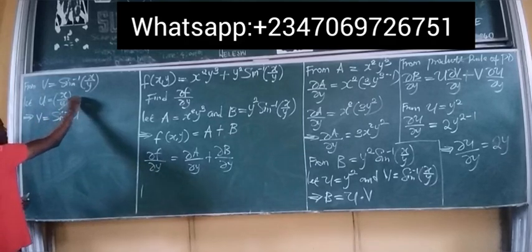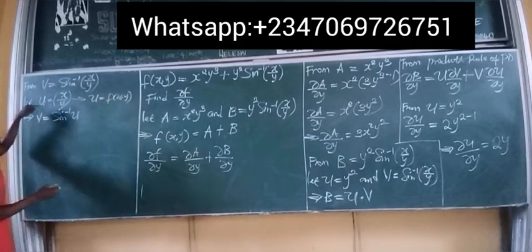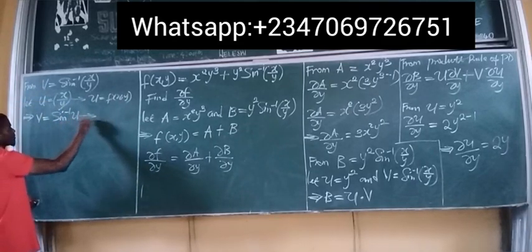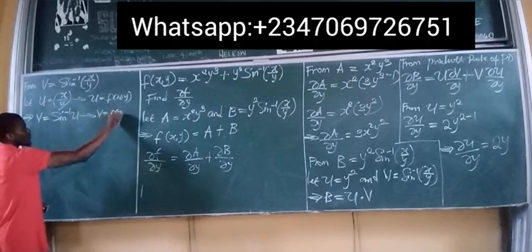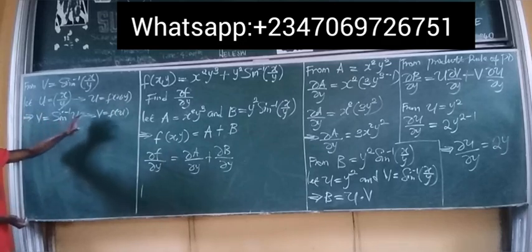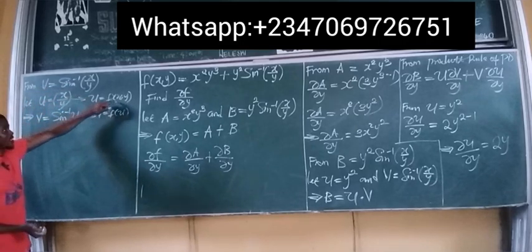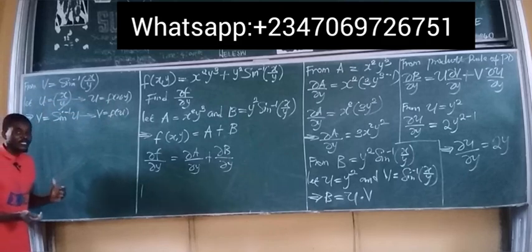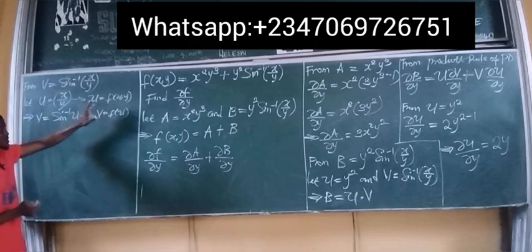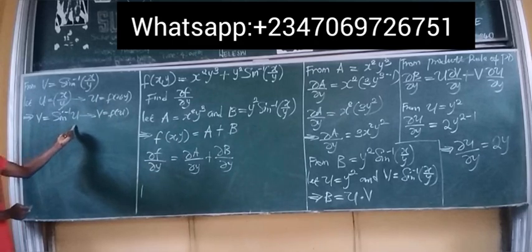From here, I have that u is a function of both x and y, so u depends on x and y to be defined. And v is a function of only u, which means I can differentiate v partially with respect to u alone. But u is a function of both x and y, so I can differentiate u with respect to either x or y. The equation is asking us to differentiate with respect to y, so we keep x as a constant and differentiate with respect to only y. But v is a function of u, so I can only differentiate v with respect to u.